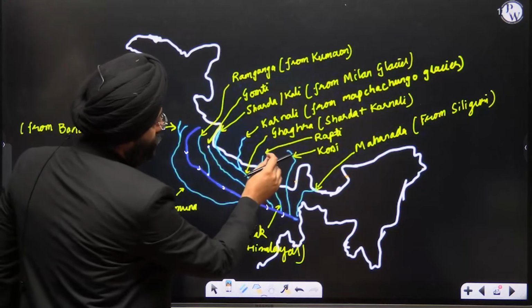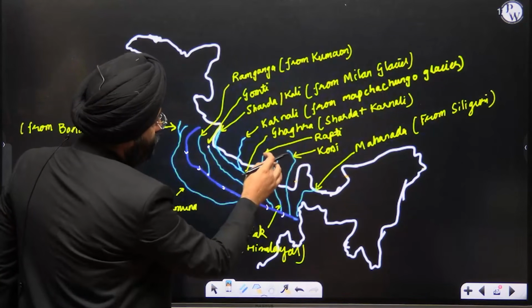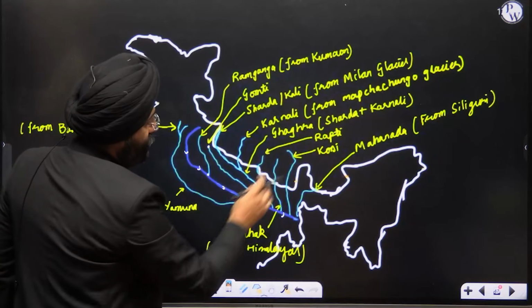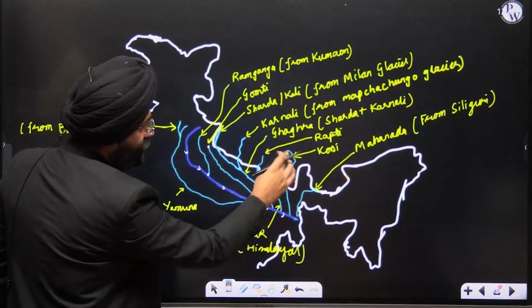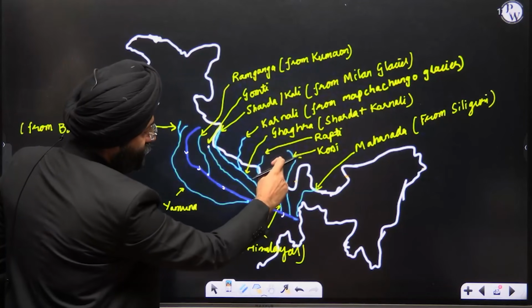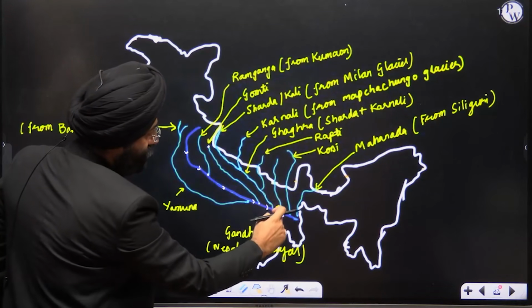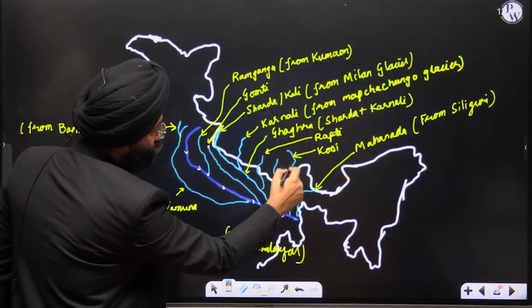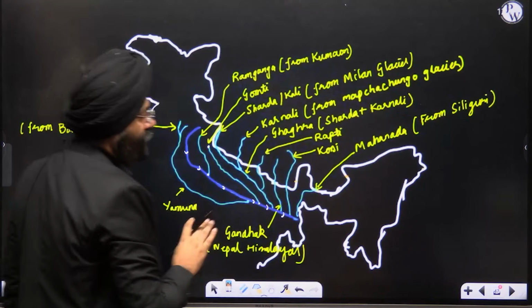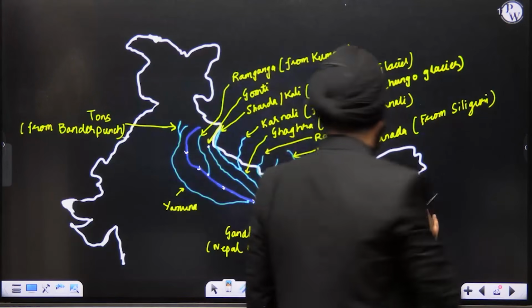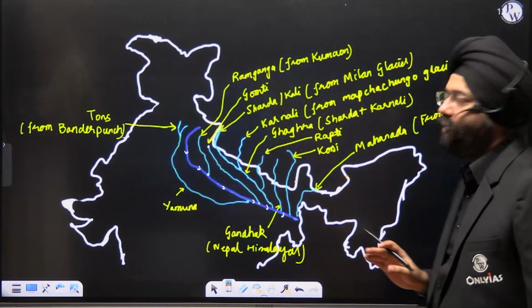You have another important river, that is Rapti, which basically merges with Ghagra. Next come certain rivers like Kosi, Gandhak and Mahanada. Gandhak is from the Nepal Himalayas. This is the Kosi river and this is the Mahanada river. That is the rightmost left bank tributary of Ganga.